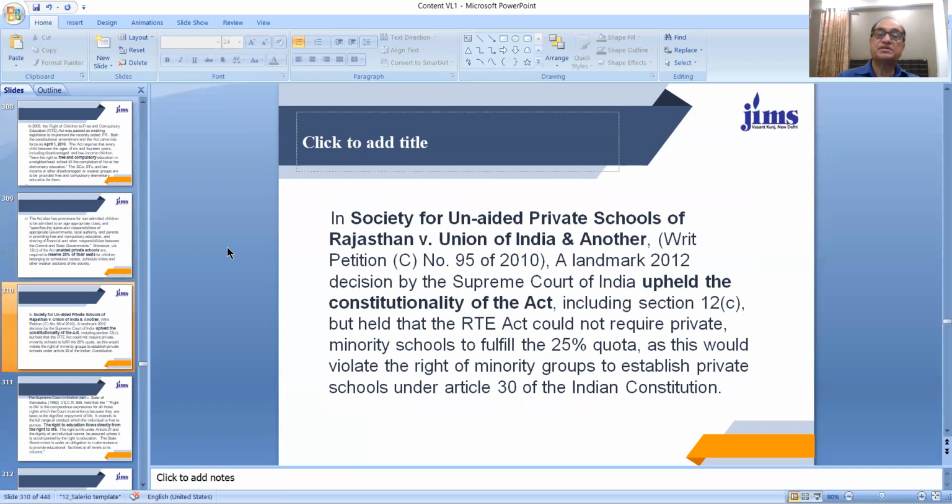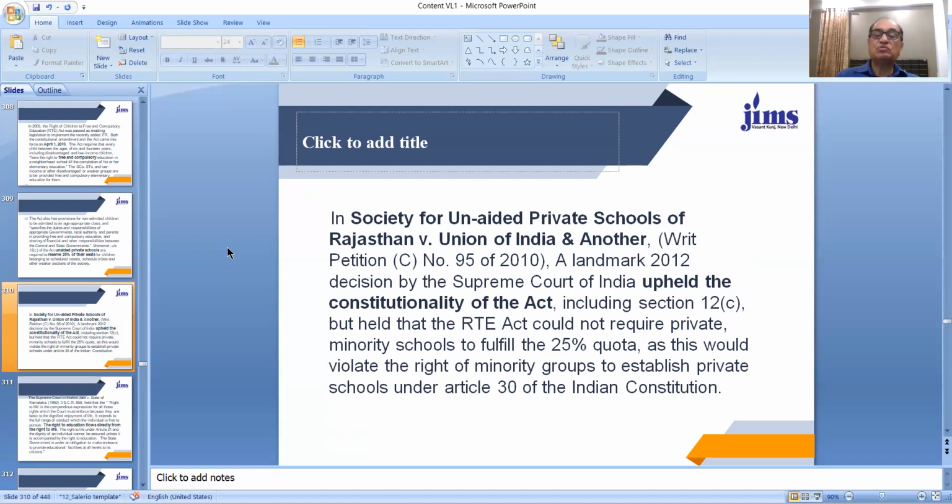fundamental right to education. We have another very important judgment in which the constitutional validity of RTE Act 2009 was challenged. The name of the case is Society for Unaided Private Schools of Rajasthan versus Union of India. Writ petition number is C95 of 2010, decided in 2012. Supreme Court upheld the constitutional validity of the Right to Education Act, including Section 12C, but held at the same time that the Act could not require private minority schools to fulfill the 25% quota, as this would violate the right of minority groups to establish private schools under Article 30 of the Indian Constitution.